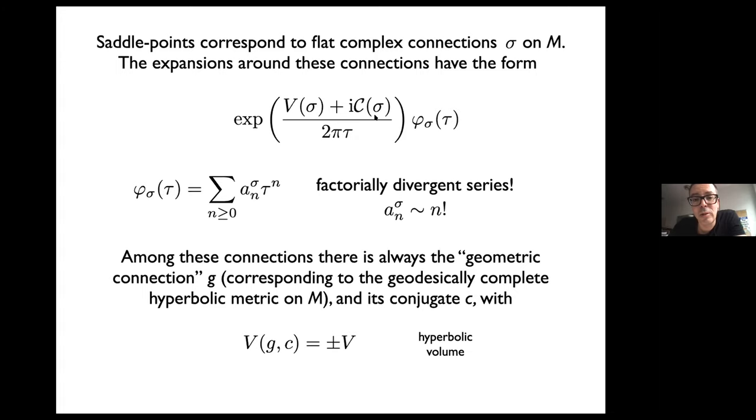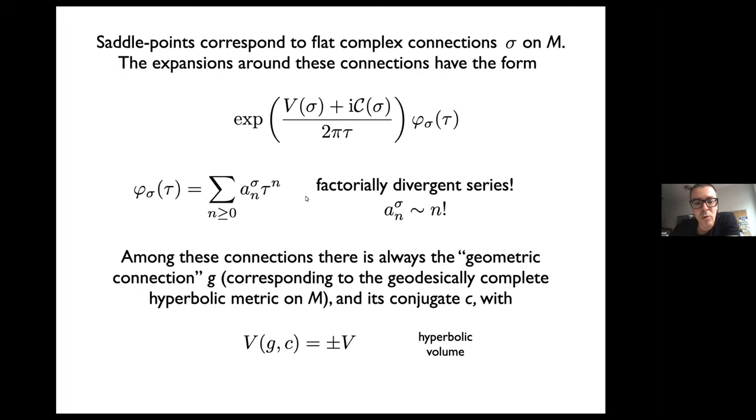It has this form here. So you see that tau plays the role of h bar. And then we actually multiply a factorially divergent series. So it's a perturbative series in your coupling constant tau. And this is a factorially divergent series, as is usually the case in quantum theories.